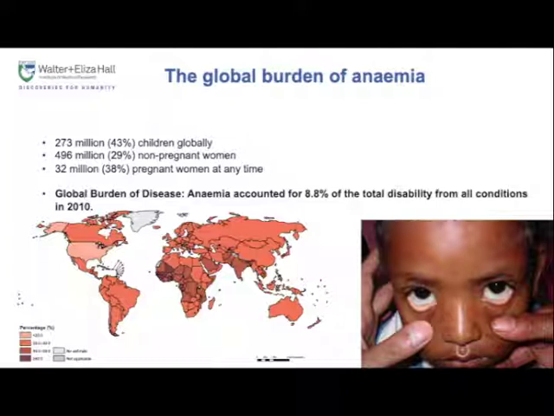And this is just showing the prevalence of anemia in non-pregnant women. The global burden of disease considered that anemia accounts for about 9% of the total disability from all conditions around the world.